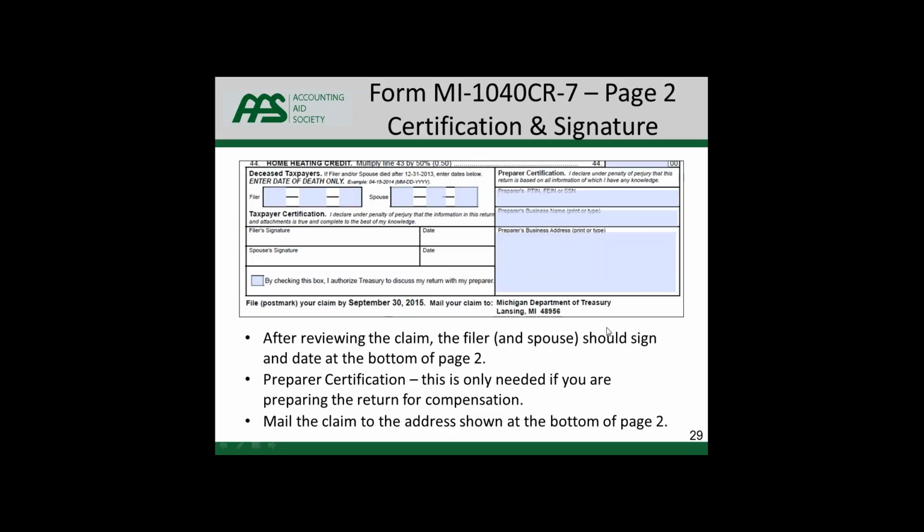After reviewing the claim, the filer and the spouse, if applicable, should sign and date. You only need to sign as a preparer if you're doing this for compensation. And then the form should be mailed to the address at the bottom of the form. If it's being filed with a homestead property credit, it can go in the same envelope, but it should be separate, not stapled together.